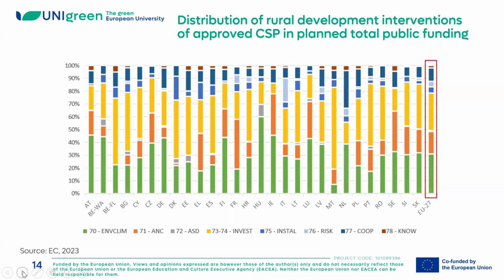Cooperation has LEADER as the main intervention. The share of cooperation is 10.4%, including around 7.2% LEADER. 12 member states have allocated more than 7% for LEADER, with Germany, Spain, and Estonia allocating above 10%. Knowledge exchange and dissemination of information account for 1.9% of the rural development interventions.